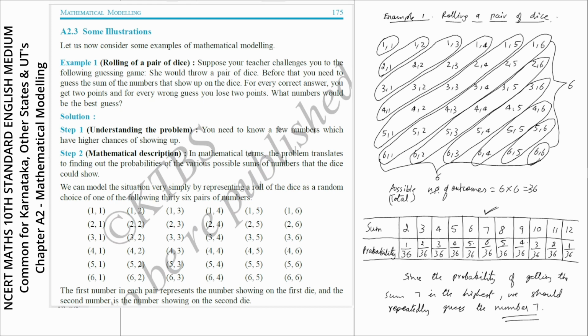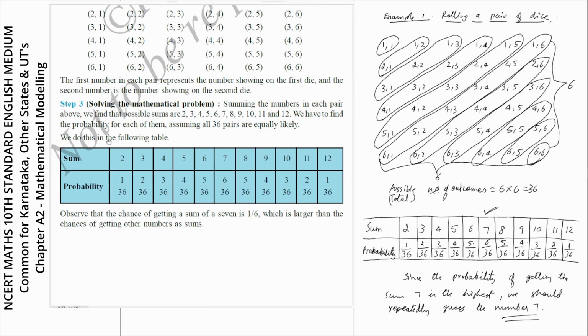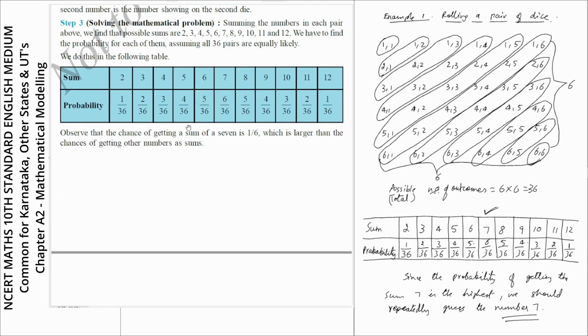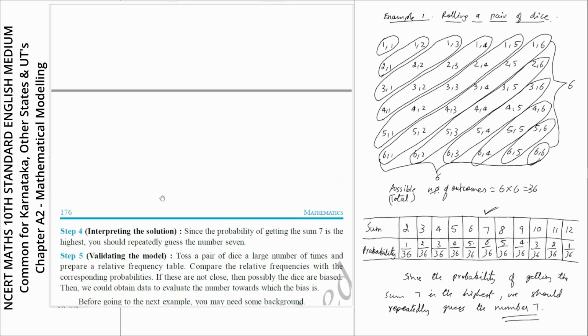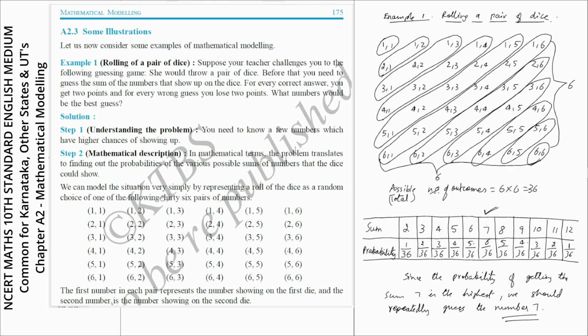Did we follow the standard procedure of mathematical modeling in this problem? The first step is understanding the problem, the second step is mathematical description, the third step is solving the mathematical problem, the fourth step is interpreting the solution, and the fifth is validating the model. The first step is understanding the problem. The problem was that a pair of dice is thrown and we need to guess the sum of the numbers that show up on the dice. And here not all the sums have equal chances of showing up. You need to know a few numbers which have a higher chance of showing up.